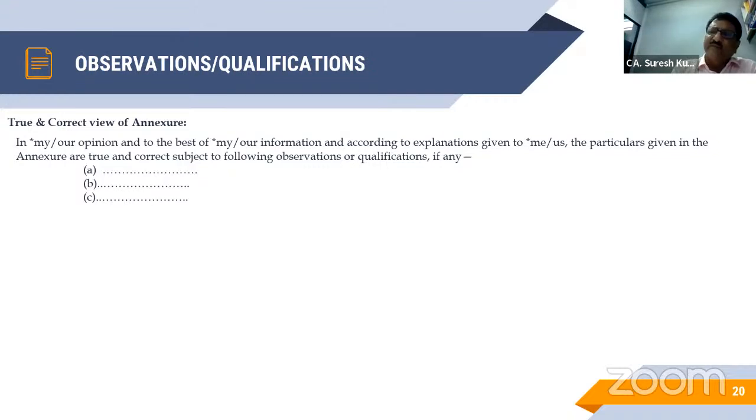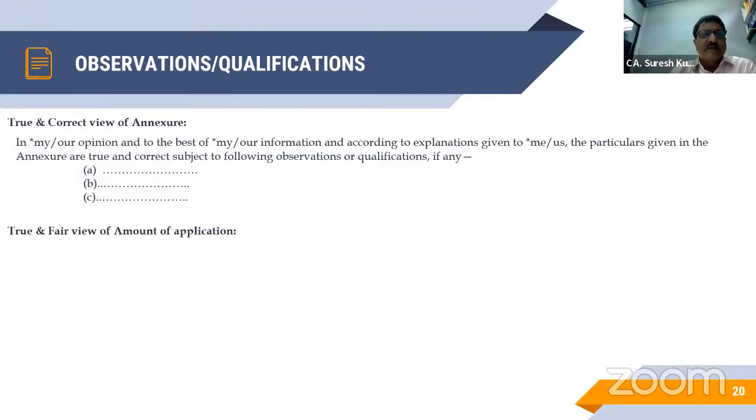And this is very, very relevant for this year, because when we go along with our presentation, you will find a number of places. It is always better to put your observation in 1, 2, 3 here, so that you are safe on what basis those observations have been made in the annexure.